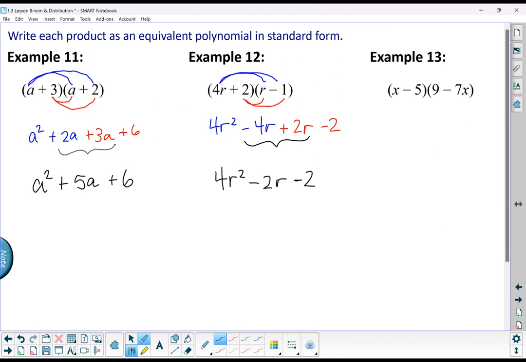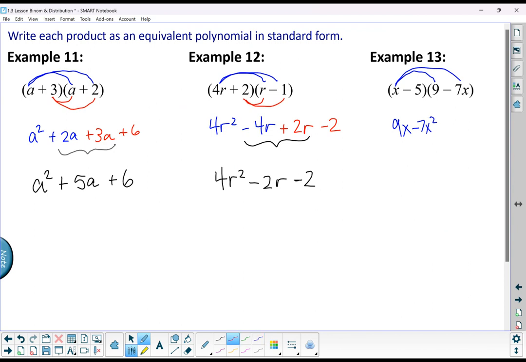Okay, one more binomial to multiply. So we've got an x minus 5. We're multiplying by 9 minus 7x. So first the x is going to distribute to the 9. So that gives me 9x. And then x times negative 7x is negative 7x squared.